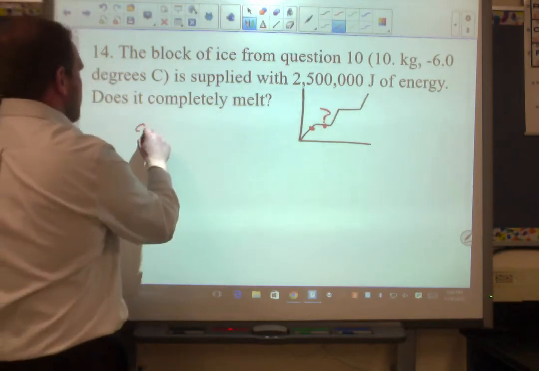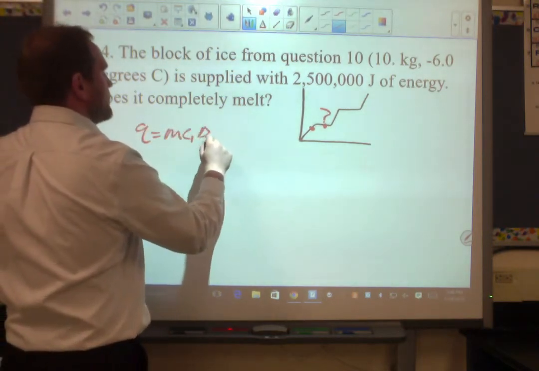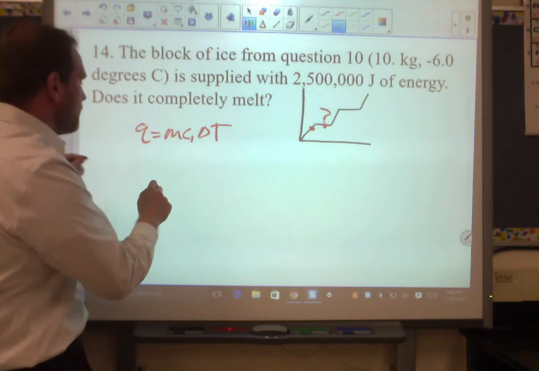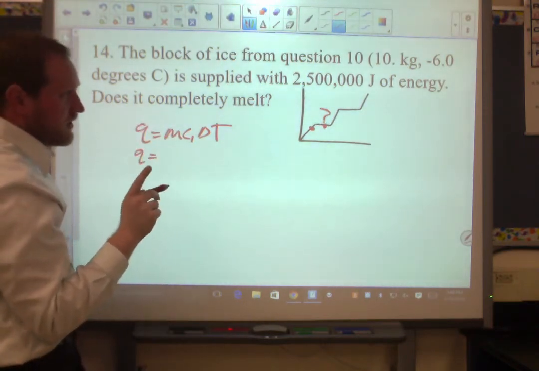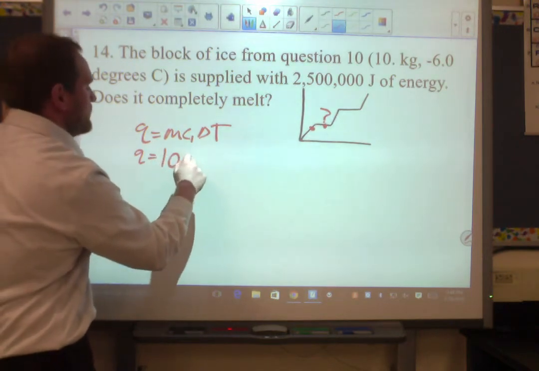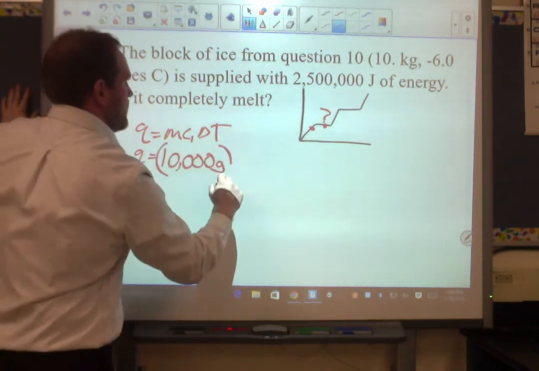So, Q equals mc1 delta T. We're finding Q. Q equals my mass. You need to plug in grams here, not kilograms. So it's going to end up being 10,000 grams.